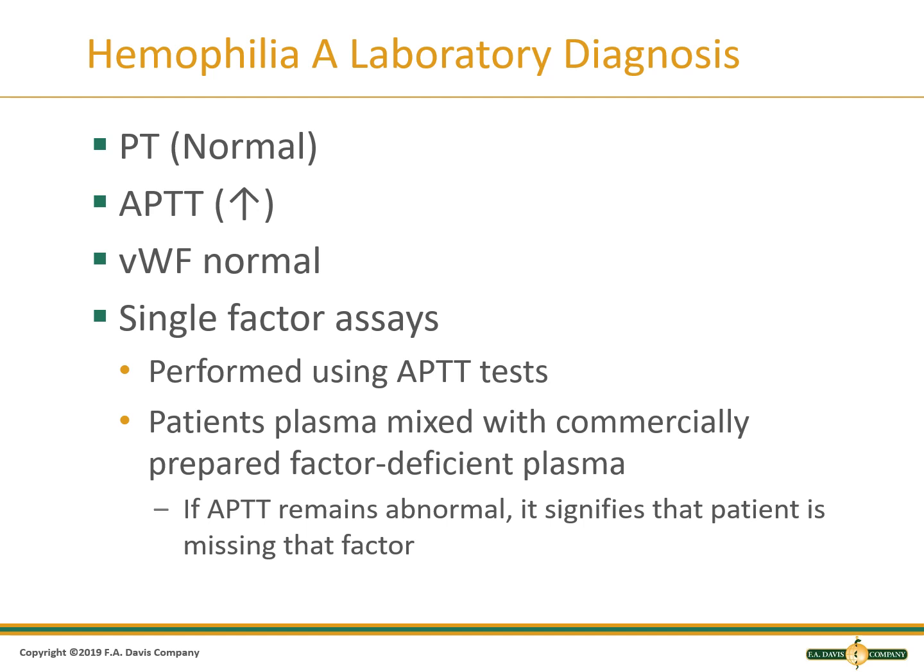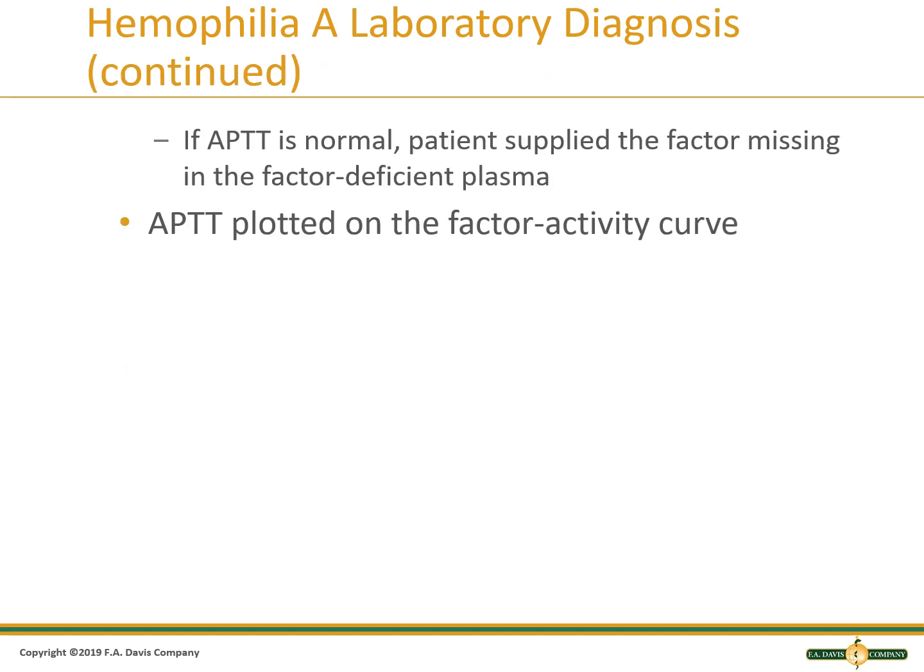The patient's plasma is going to be mixed with commercially prepared factor deficient plasma in 1:10 ratios, and if the APTT remains abnormal, it signifies that the patient is actually missing that factor 8. If the APTT is normal, that means the patient sample supplied the missing factor to the commercially available factor deficient plasma. And so, all this, the APTT is going to be plotted on the factor activity curve.